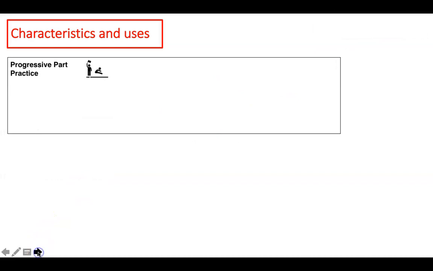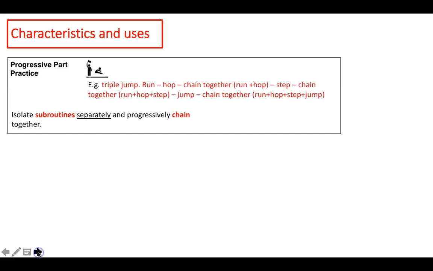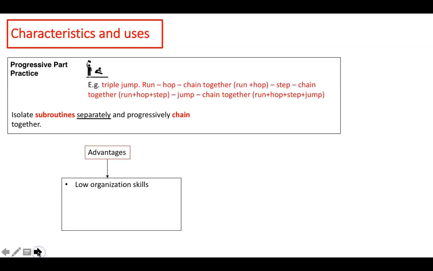And then finally, progressive part practice. We've talked about isolating subroutines separately and progressively chaining them together. Advantages of this are for low organisation skills, serial skills, complex skills, cognitive and autonomous learner. So a triple jump beginner, a cognitive learner, will definitely use progressive part practice. You will isolate subroutines separately and then progressively chain them together.